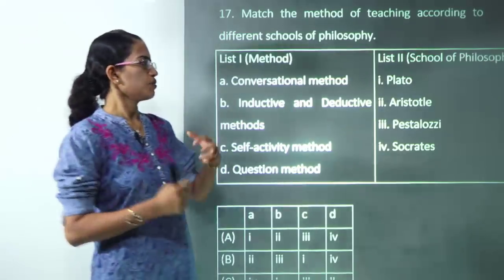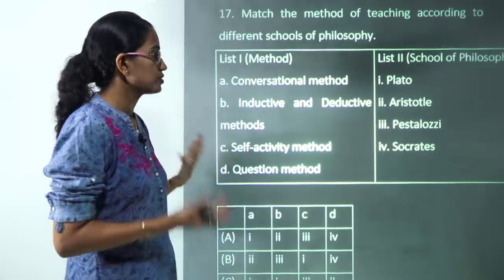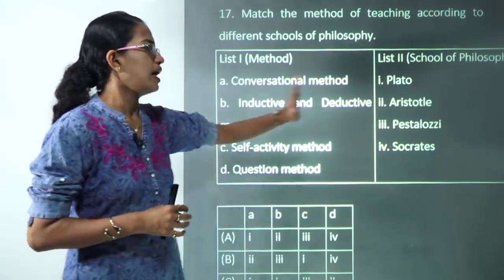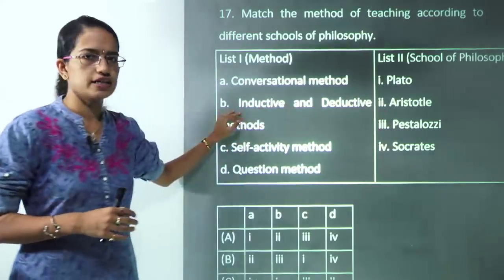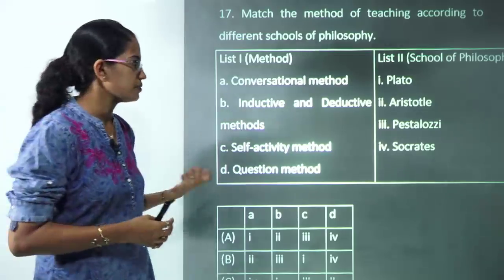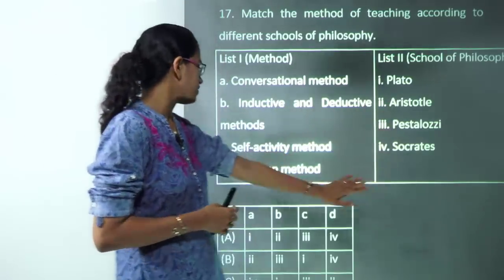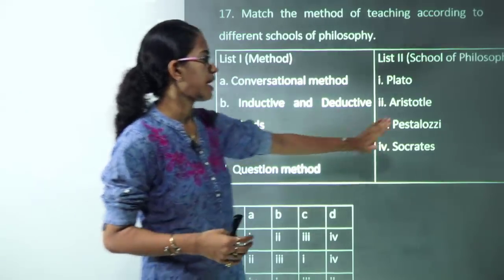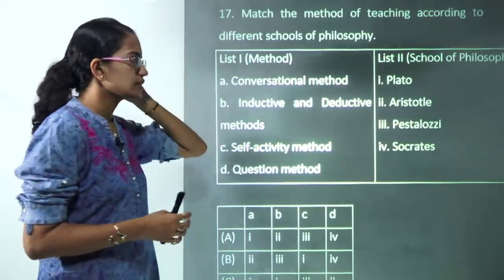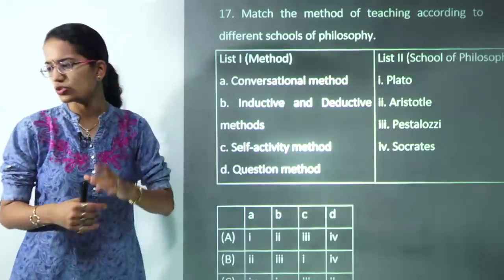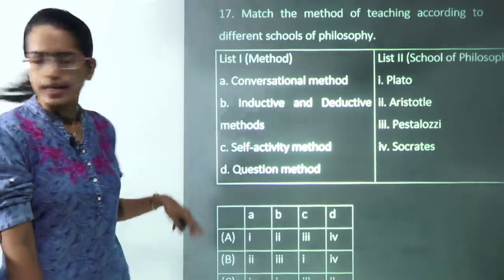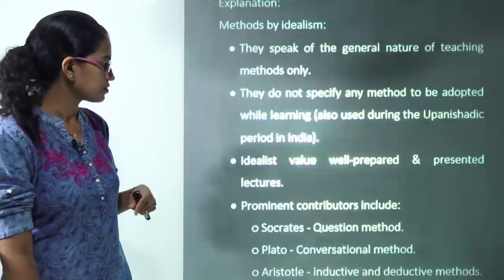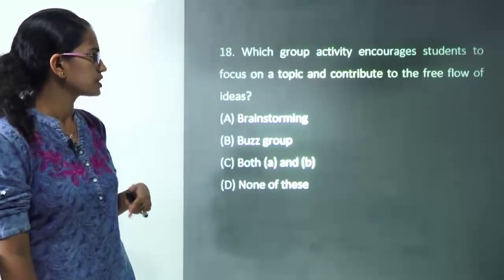So basically, who gave what is something that you have to remember. However, some of those are really interesting, like Aristotle gave the idea of inductive and deductive method, and that's a very important and very basic concept, so you must be aware of it. Then the question method was given by Socrates, self-activity by Pestalozzi, and conversational method by Plato. So those are the correct choices here. So you have A as the correct answer. So that would be the correct answer for this question, a very theoretical question.